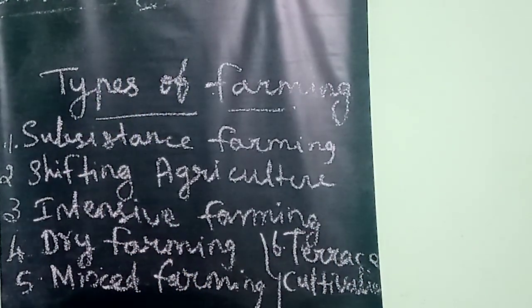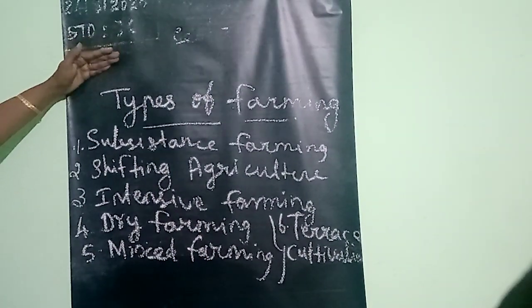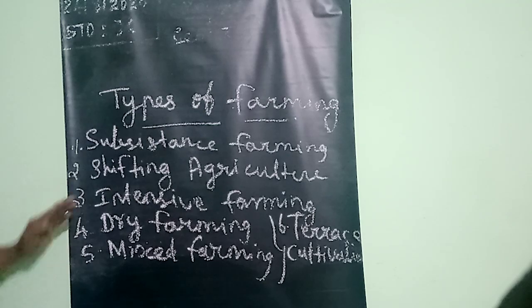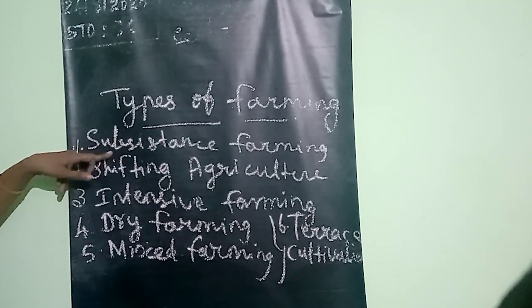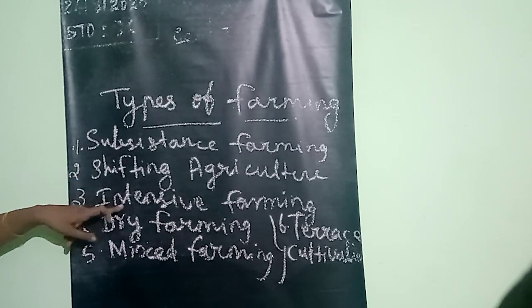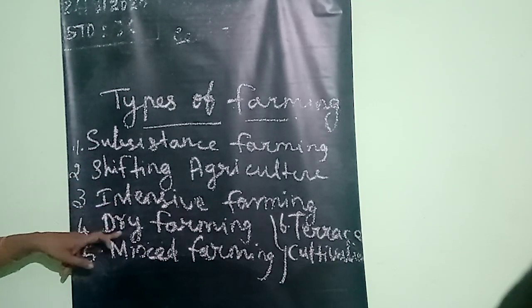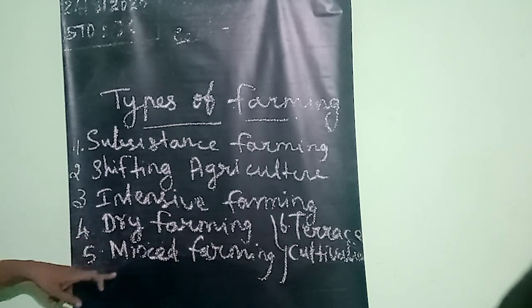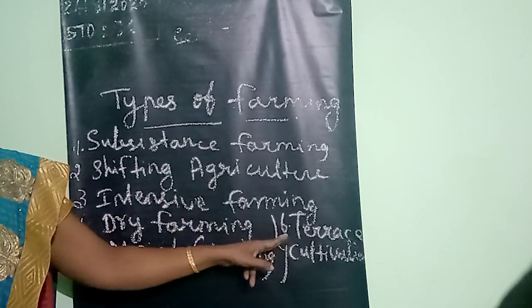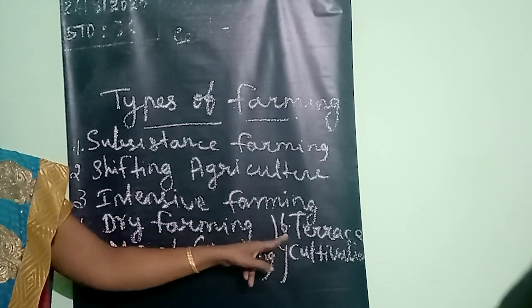Now listen here. Next I am going to explain types of farming. In India, 6 types of farming are practiced. The first one is subsistence farming. Second one is shifting agriculture. Third one is intensive farming. Fourth one is dry farming. Fifth one is mixed farming. And the last one is terrace cultivation.